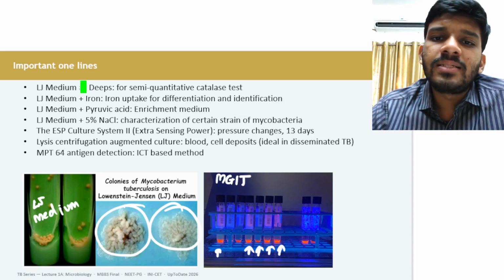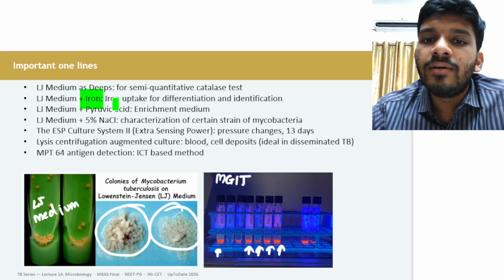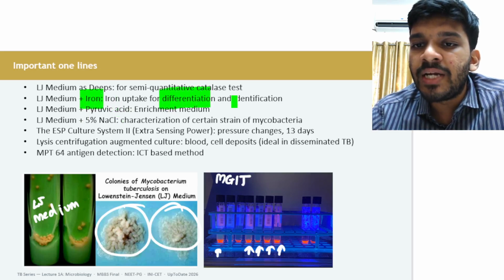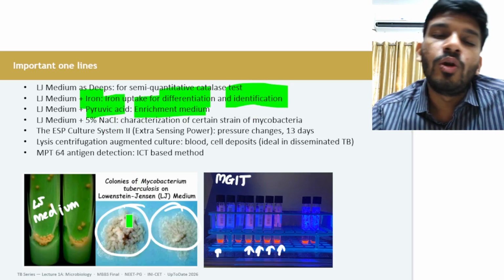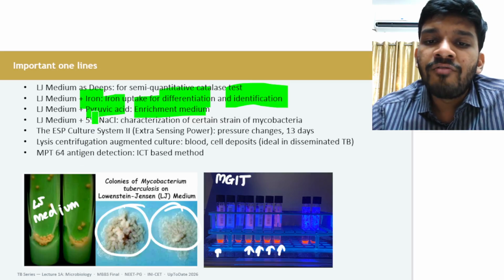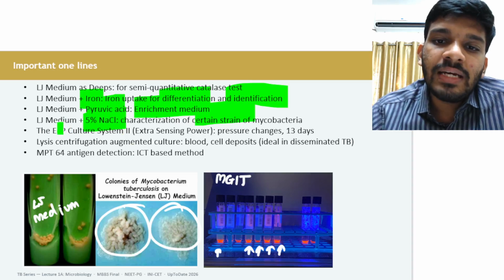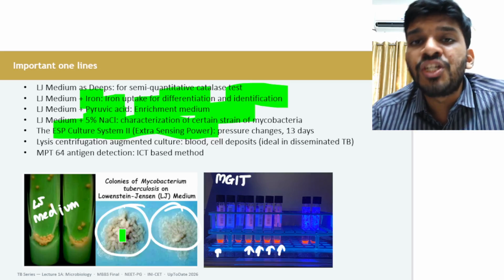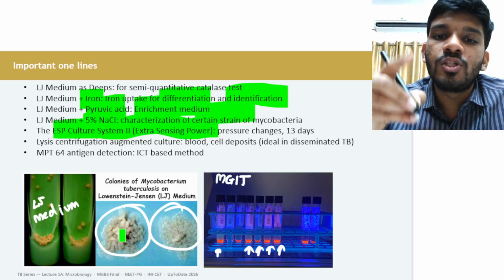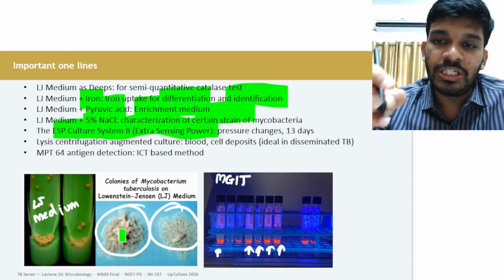So some other points, some one-liners related to culture medium. If you add iron, you add for uptake, for differentiation and identification. Pyruvic acid is for enrichment and particularly useful for M. bovis. 5% sodium chloride for certain strains you can add. Then you have an ESP II system, extra sensing power, which is based on pressure changes. Remember, the O2 sensor was used by MGIT. This is one ESP II system which is based on pressure changes.